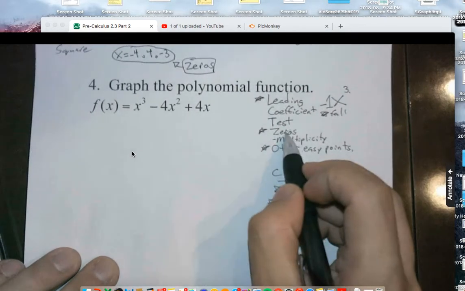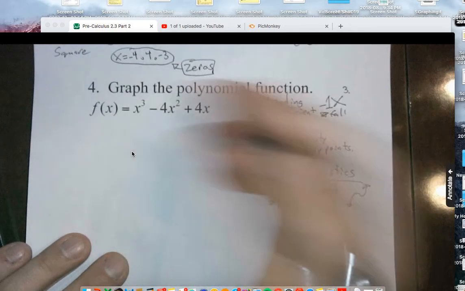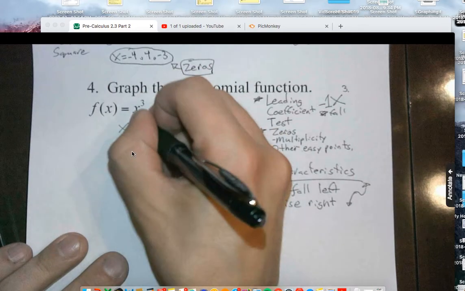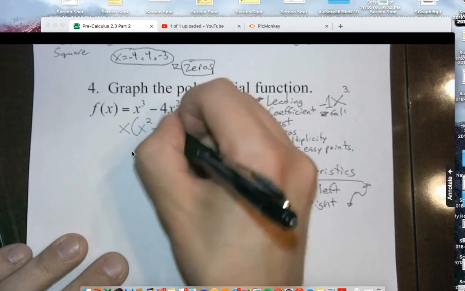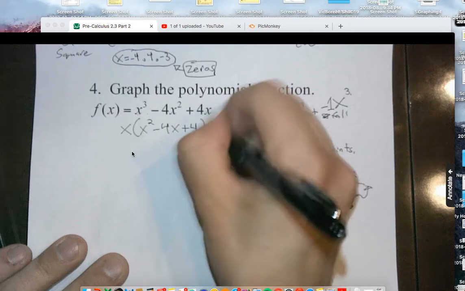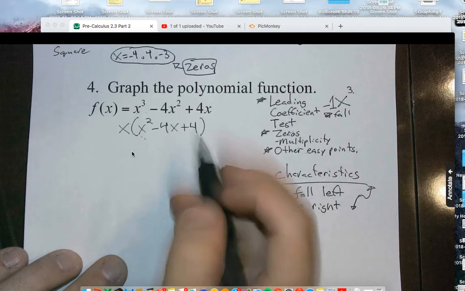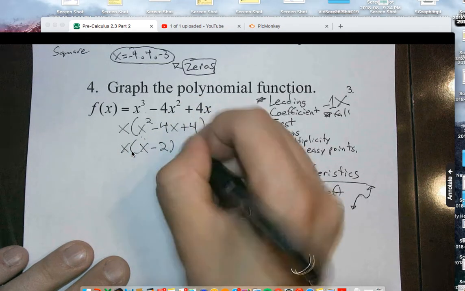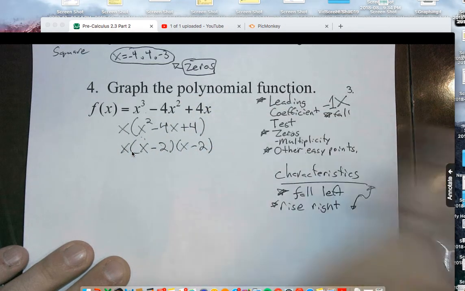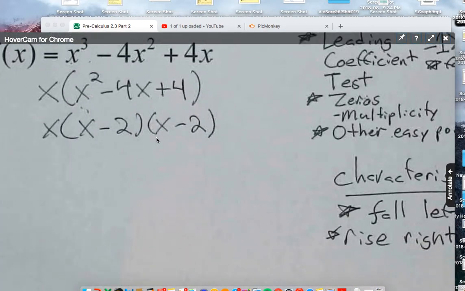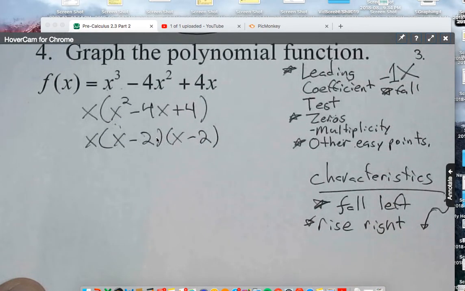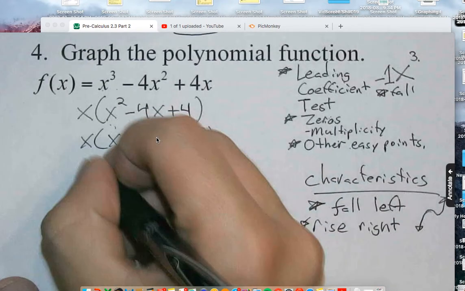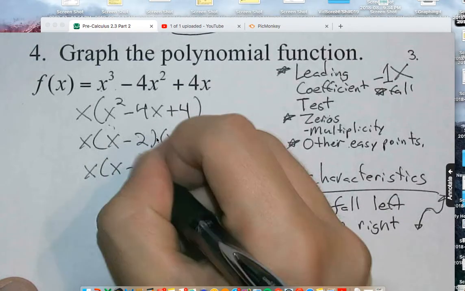We can get zeros if we factor out whatever we can. So if we factor out x, because x is common with all of these, this leaves us with x squared minus 4x plus 4. We can factor this further using diamond method to x, and then x minus 2, x minus 2. You might notice that x minus 2 is appearing twice, so building off of multiplicity, which was a crucial part here in the steps, we could rewrite this to x and then x minus 2 being squared.